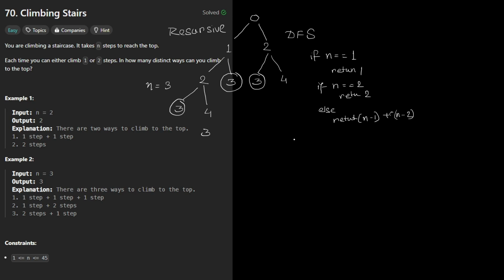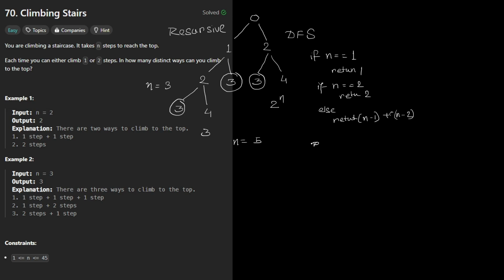Now let us take a bigger example. It might look very simple to you, but if you understand, the complexity would be 2 to the power n, which is not a very optimal solution. Let us take a bigger example where n equal to 5.